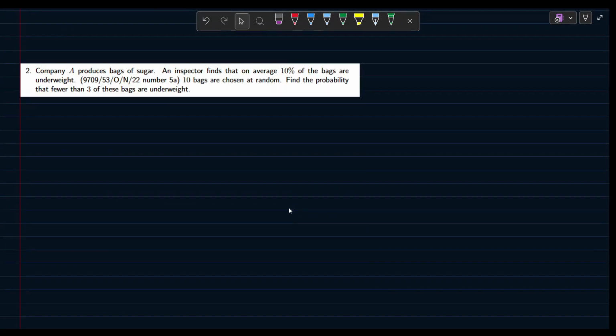Here we're given that company A produces bags of sugar. An inspector finds that on average 10% of the bags are underweight. 10 bags are chosen at random. Find the probability that fewer than 3 of these bags are underweight. So let's start by defining our random variable, and let's call it B since we're talking about bags. Let B be the RV, number of bags that are underweight.